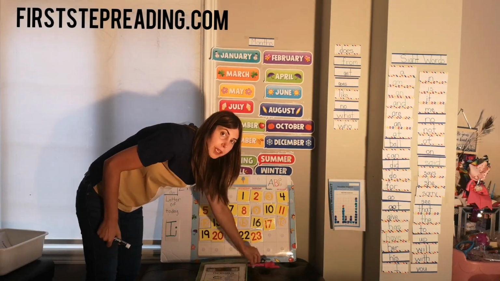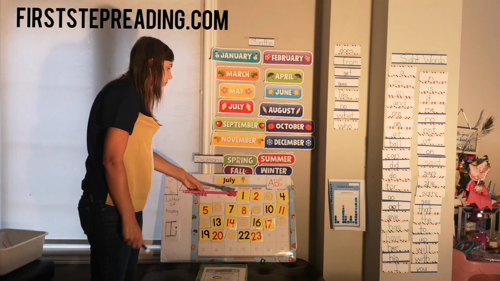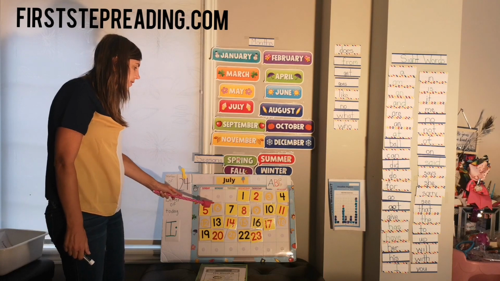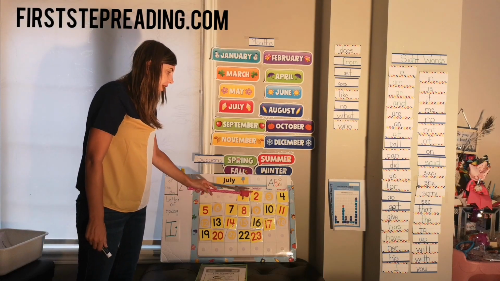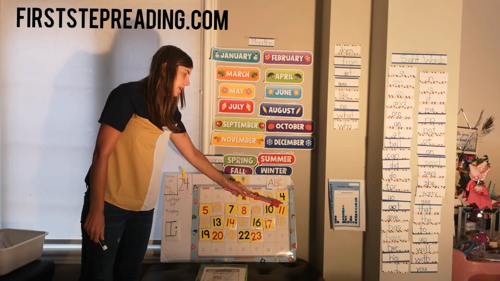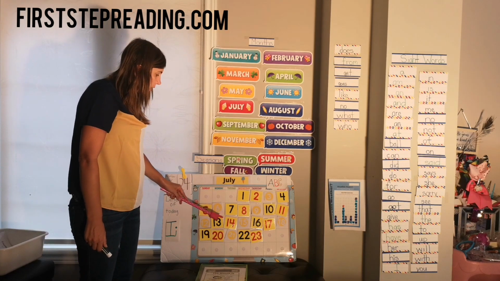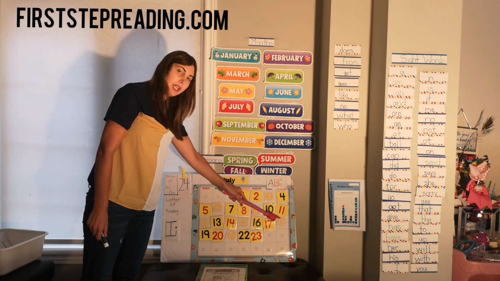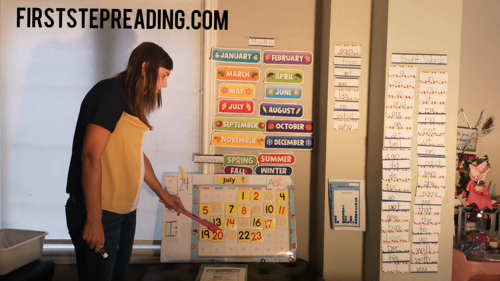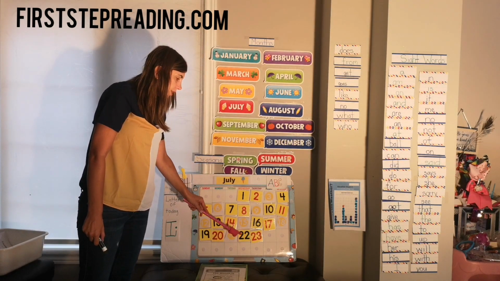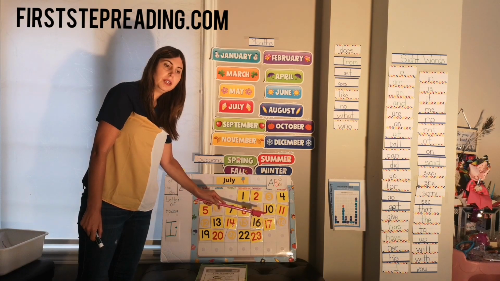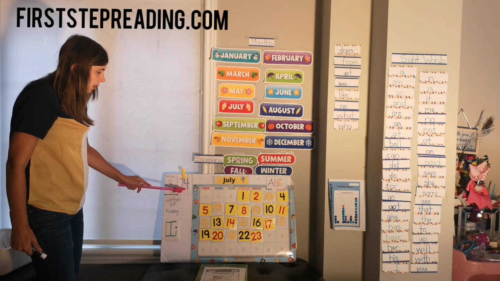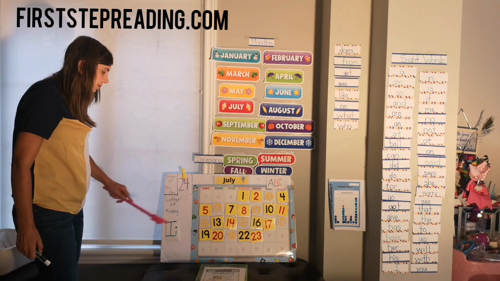Can you count with me? 1, 2, 3, 4, 5, 6, 7, 8, 9, 10, 11, 12, 13, 14, 15, 16, 17, 18, 19, 20, 21, 22, 23, 24, which is a 2 and a 4.